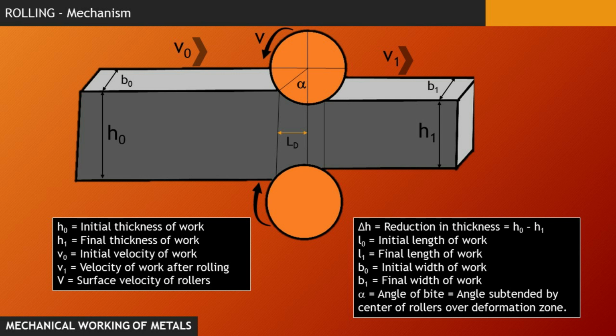Now here comes a term called the angle of bite. This angle of bite is actually the angle subtended by the center of the rollers over the complete deformation zone. That means up to which the deformation of the work material is taking place.